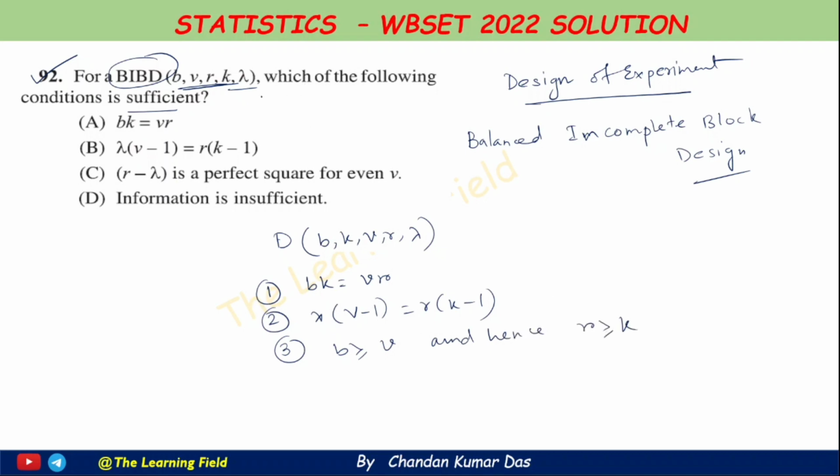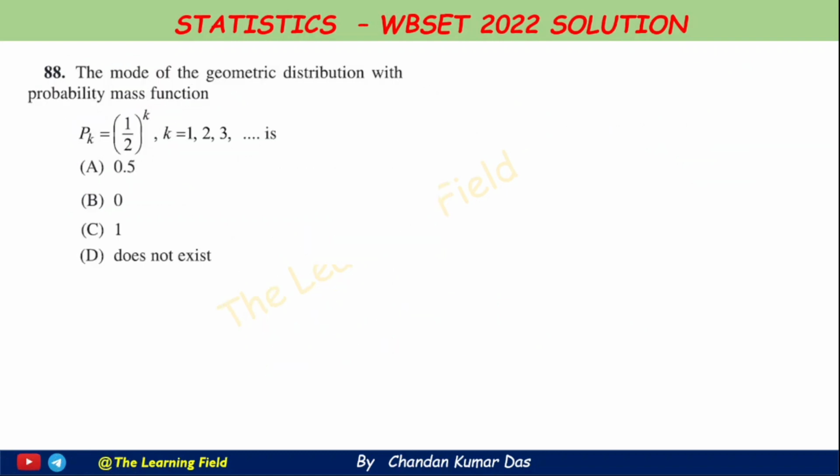But it says which of the following is a sufficient condition. These are not sufficient conditions, these are necessary conditions. That means these three options are wrong, that means the information is insufficient. So this is the definition of BIBD, and these are the necessary conditions for a design to be a balanced incomplete block design. So option D is right here.